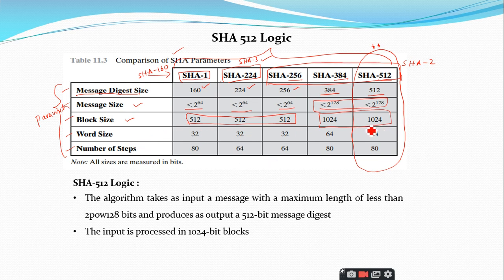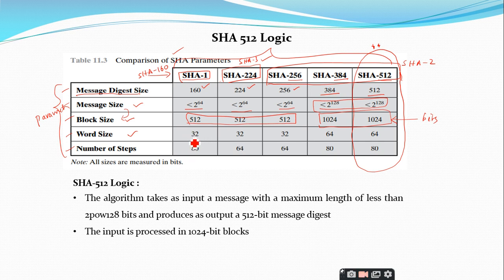What is this block size? It is nothing but we are going to divide the message into a number of blocks, and each and every block under this SHA-512 will have a size equivalent to 1024 bits. That is the meaning of block size. And similarly, word size. It is going to take some different words for performing various modular arithmetic or binary operations or some operations they are going to perform.